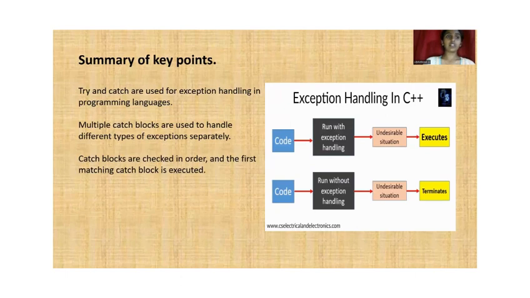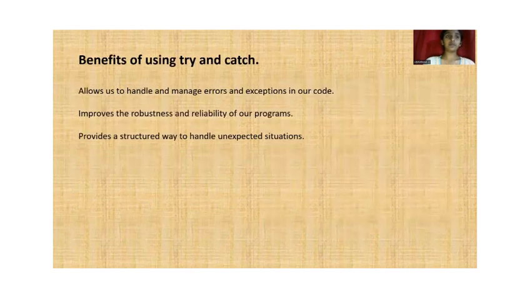Summary of key points: try and catch are used for exception handling in programming languages. Multiple catch blocks are used to handle different types of exceptions separately. Catch blocks are checked in order and the first matching catch block is executed.